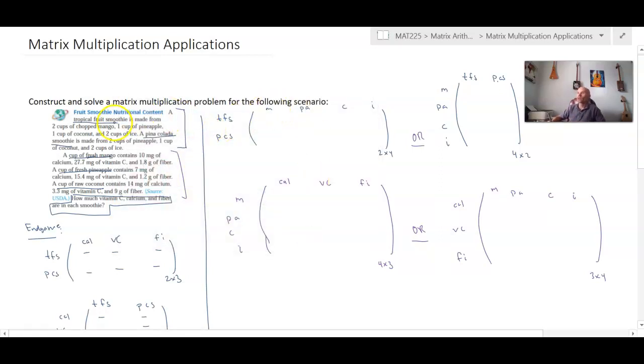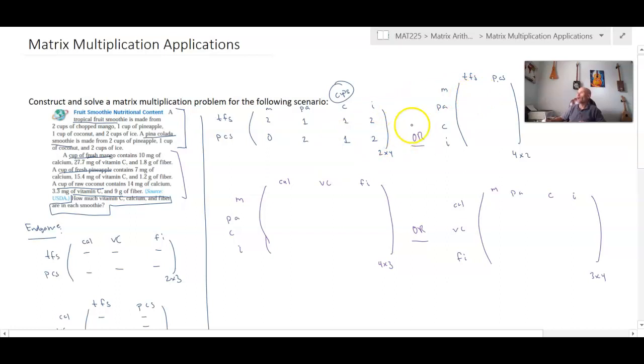And the first one, tropical fruit smoothie, now we just need to list it out, has 2 cups of mango, 1 cup of pineapple, 1 cup of coconut, and 2 cups of ice. So this is the number of cups. I'll keep that in mind. Pina colada smoothie has no mango. It doesn't mention anything about mango, so it has no mango. 2 cups of pineapple, 1 cup of coconut, and 2 cups of ice.